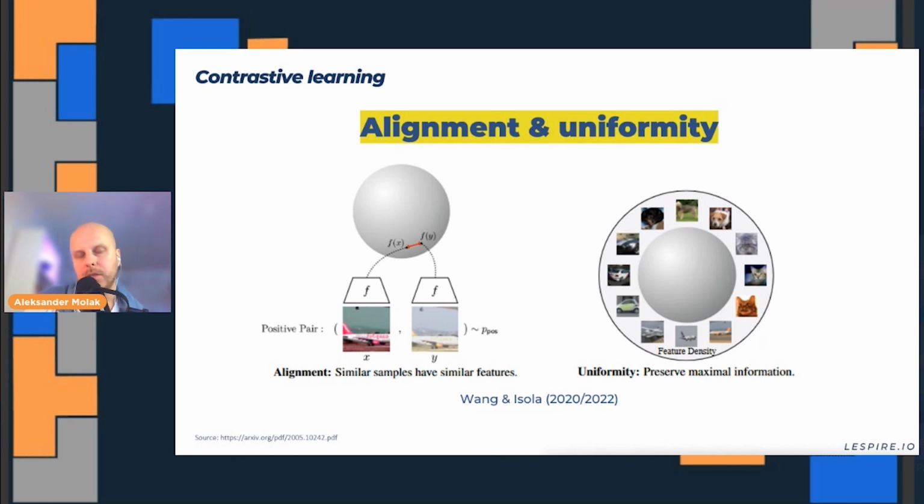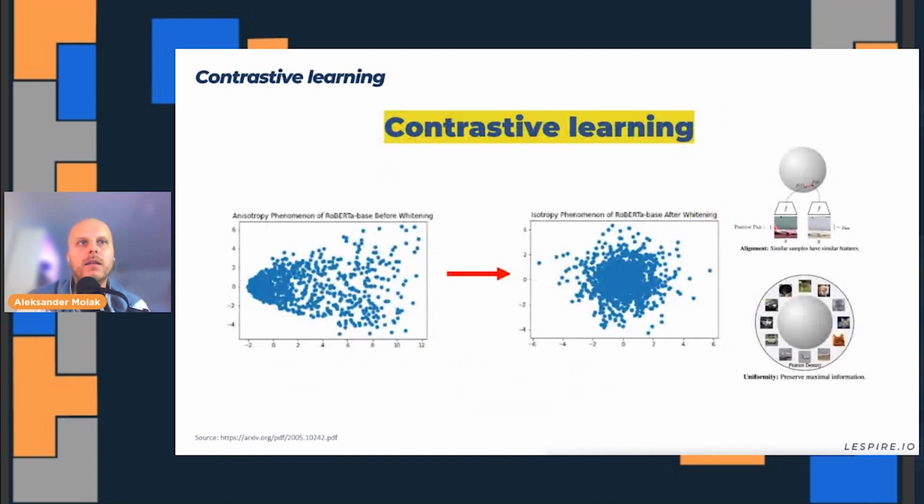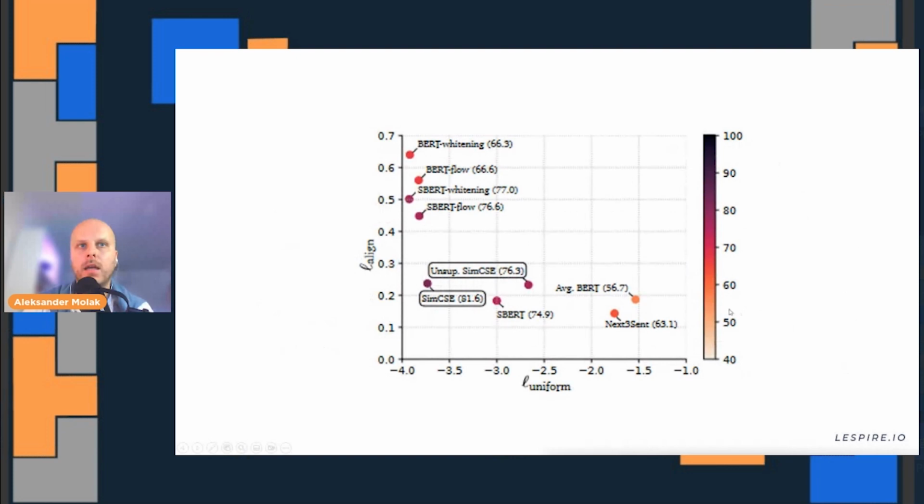So when we optimize for those two properties, it turns out that we are actually moving towards an isotropic representation. As the authors have shown, by using the contrastive learning objective, we can do this mapping from this narrow cone to this more spherical shape here. And thanks to this, we are also getting good alignment and good uniformity. And how does it work?